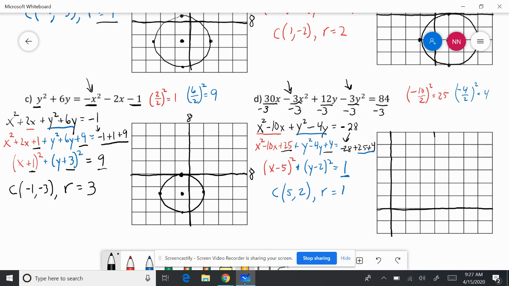So I'm going to go to the right 5, and I'm going to go up 2. And since my radius is 1 in all the directions from my center, I'm going to go up 1, left 1, down 1, right 1. And that right there is how I graph my circle.